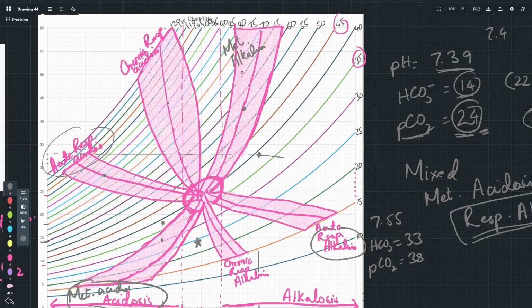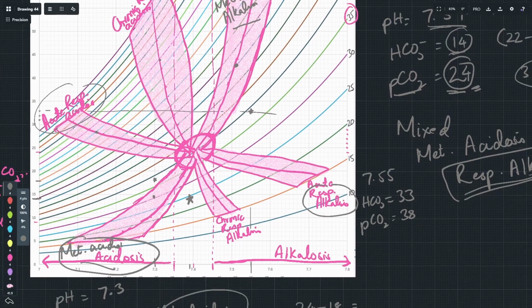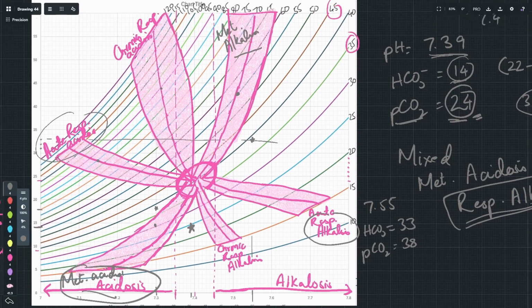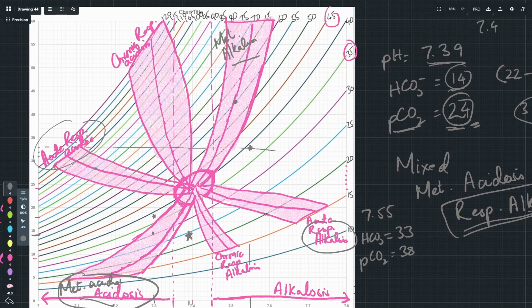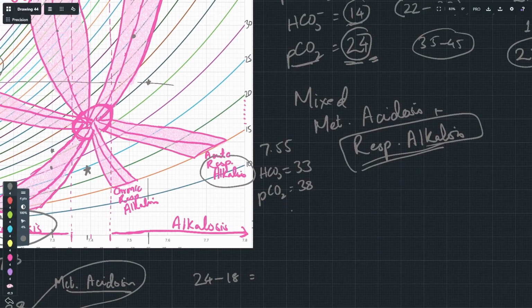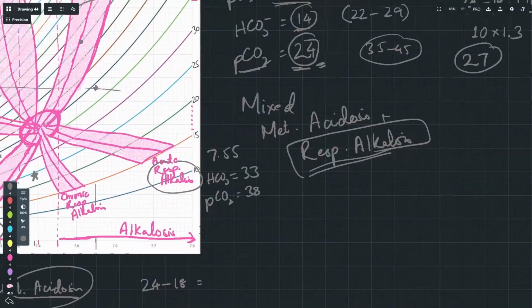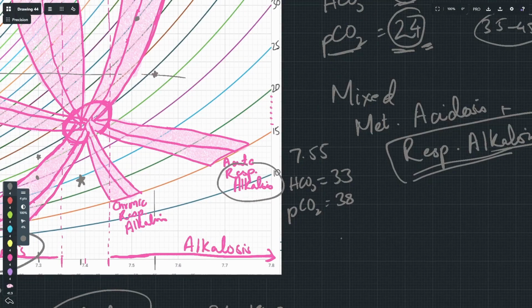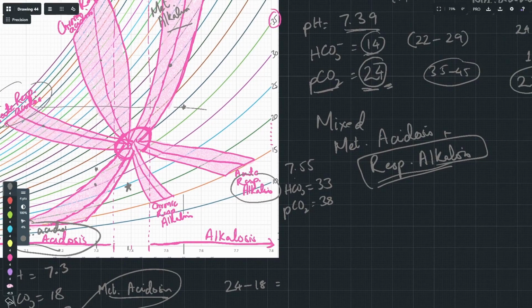So just by plotting on this Davenport diagram, we know that it is a mixed metabolic alkalosis plus respiratory alkalosis. And actually we can verify this with renal rules as well, if you do not have this Davenport diagram with you. So pH is high and HCO3 is also high. It is up to 28 or 29, but it is more than that. So it means this is driving the pH high.